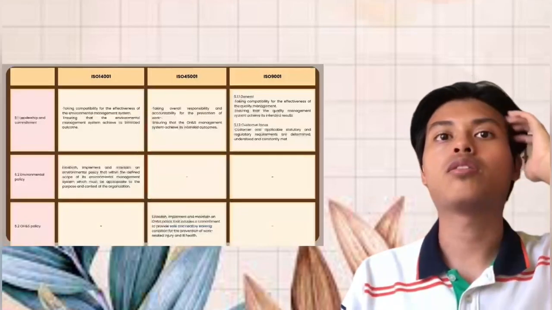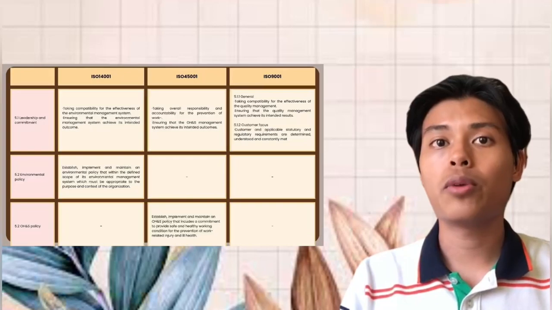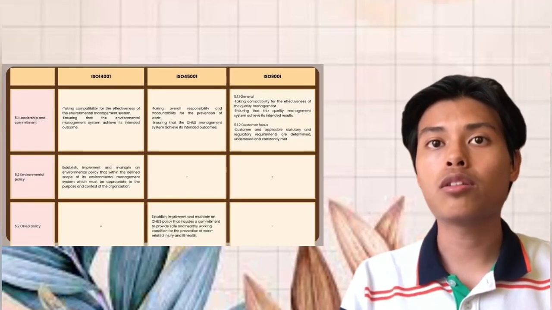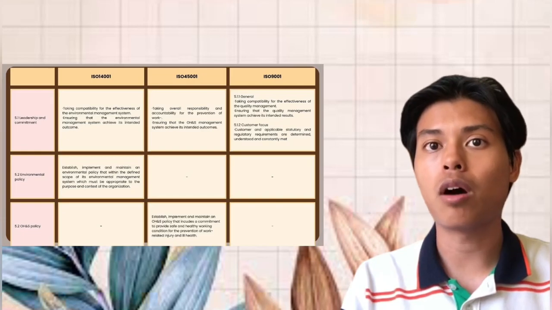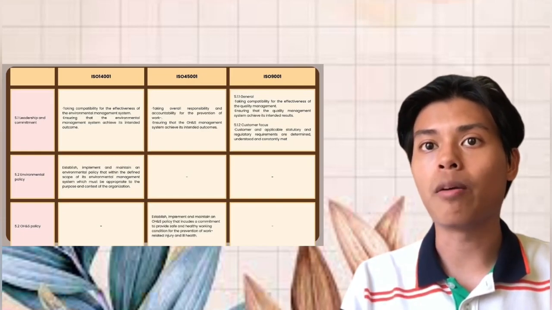Next, I will move to clause 5, which is leadership. We start with 5.1 leadership and commitment. For ISO 14001, they must take accountability for the effectiveness of the EMS. The EMS will achieve its intended outcome.